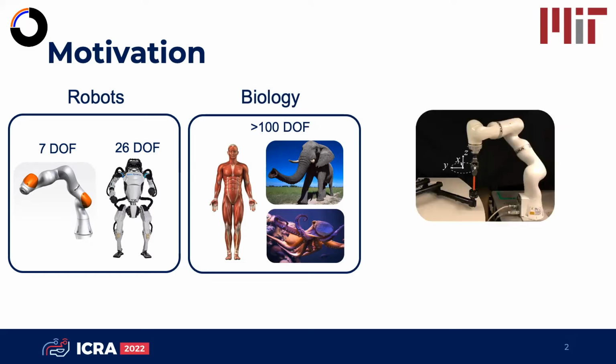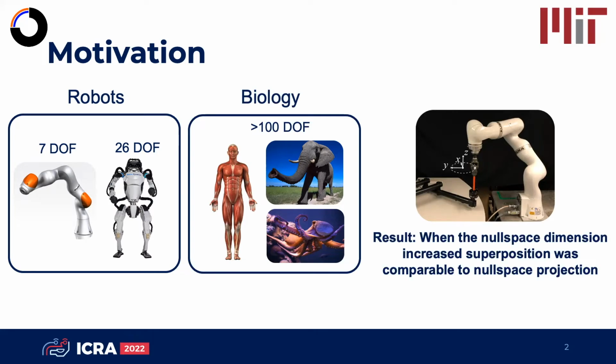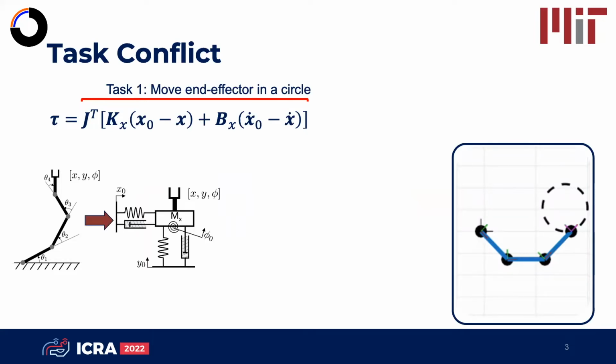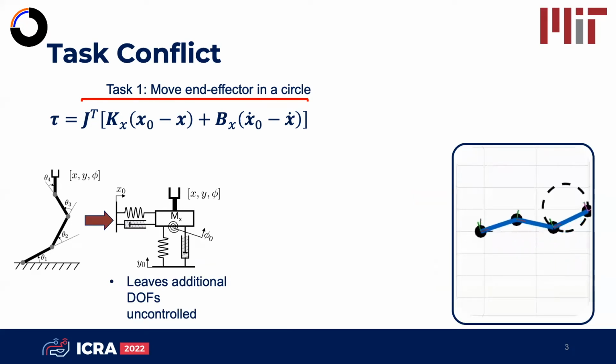In this work, our experiments revealed that when the dimensionality of the null space is increased, the impedance superposition was comparable to null space projection. Given an n-link system, one can add end effector impedance through control. This makes the first system functionally look like the second. However, with a redundant system, this leaves additional joint degrees of freedom unregulated. For example, during a cyclical task, the robot can drift into joint limits or singularities.